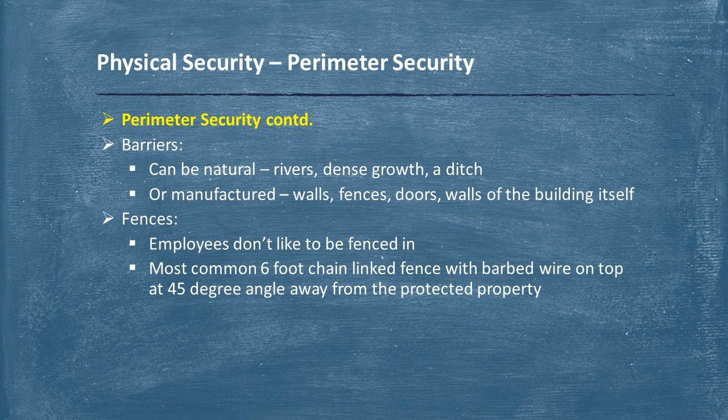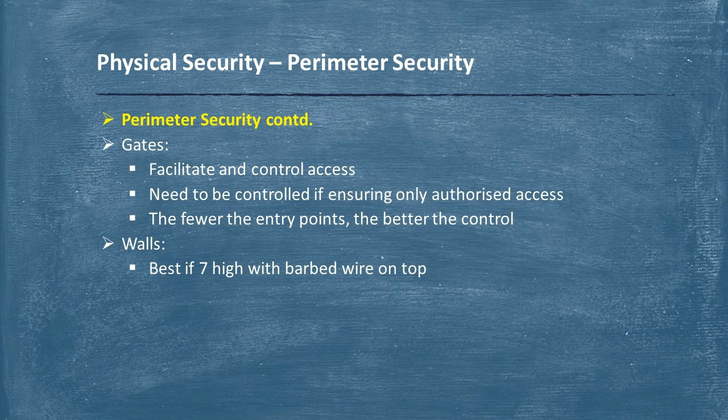Most common is a 6-foot chain link fence with barbed wire on top at a 45-degree angle away from the protected property, as shown here. Some of the barriers that could be deployed: the gates. This session is fully towards the physical protection. Next is the gate, to facilitate and control access.